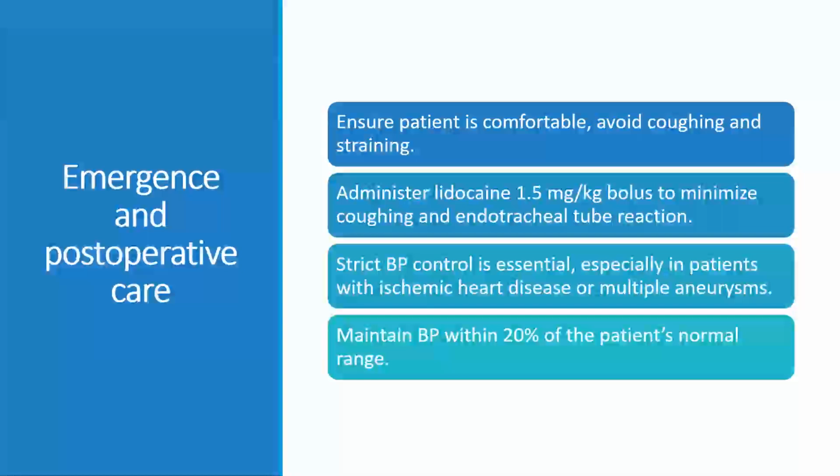Ensure the patient is comfortable, avoid coughing and straining. Administer lidocaine at 1.5 milligram per kg bolus to minimize coughing and endotracheal tube reaction. Strict BP control is essential, especially in patients with ischemic heart disease or multiple aneurysms. Maintain BP within 20% of the patient's normal range. That's it from my side.